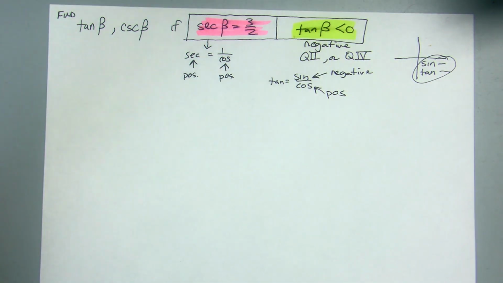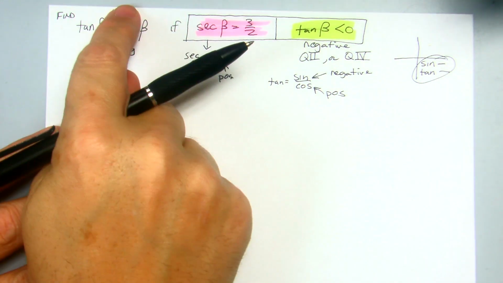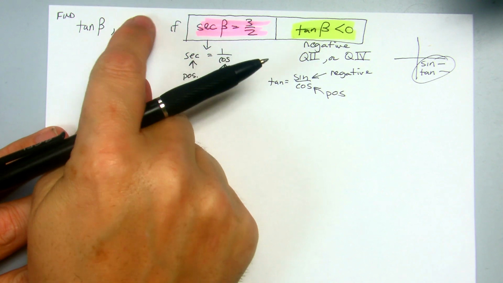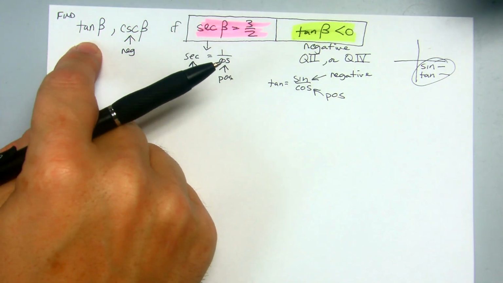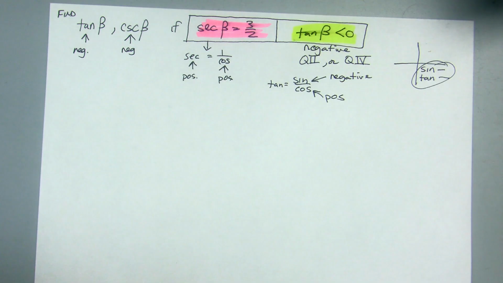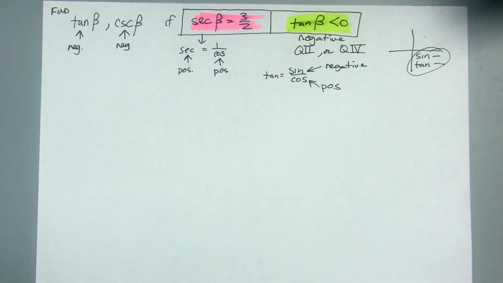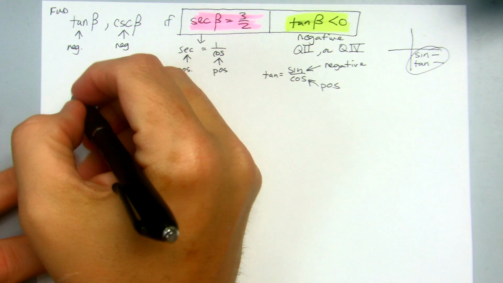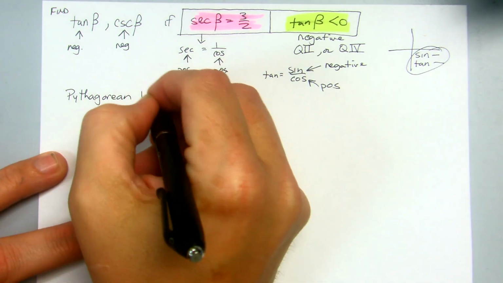That's helpful because cosecant is 1 over the sine. So now that I know the sine is negative, I know the cosecant is going to be negative. And I also know that the tangent has to be negative. So that's why we do it. So we know which sign we're going to use, because we're probably going to have to do some square roots. And I'll show you how we're going to do that in a second. So we're going to use Pythagorean identities.